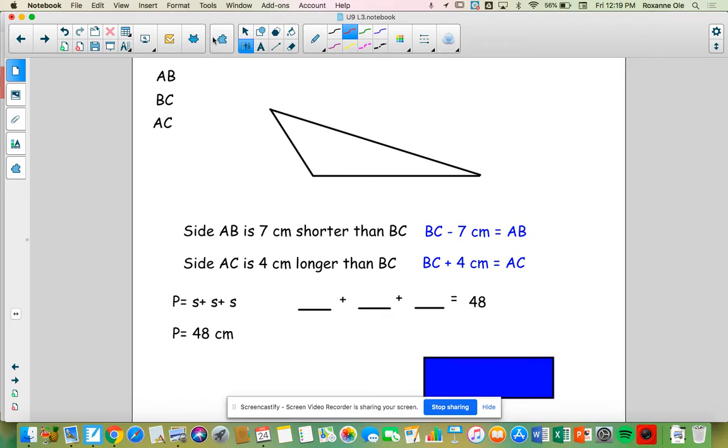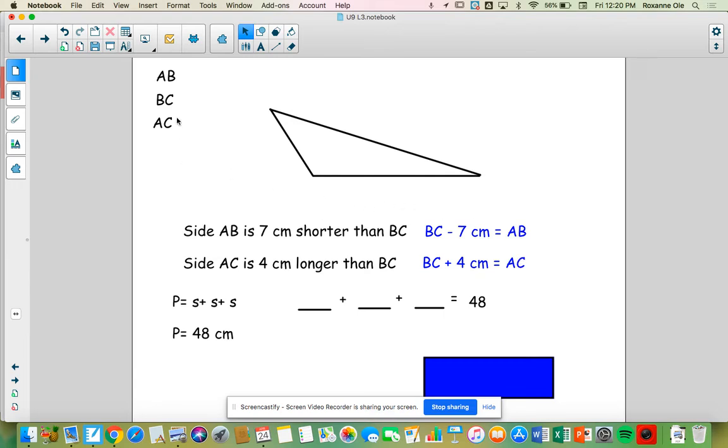So it says side AB is 7 centimeters shorter than BC. So I wrote it like this. So BC, take away 7 centimeters, and you would have the length of AB because it's shorter. AB is shorter. Okay, next one. Side AC is 4 centimeters longer than BC. So AC is the longest side. BC plus 4 centimeters will give you AC.